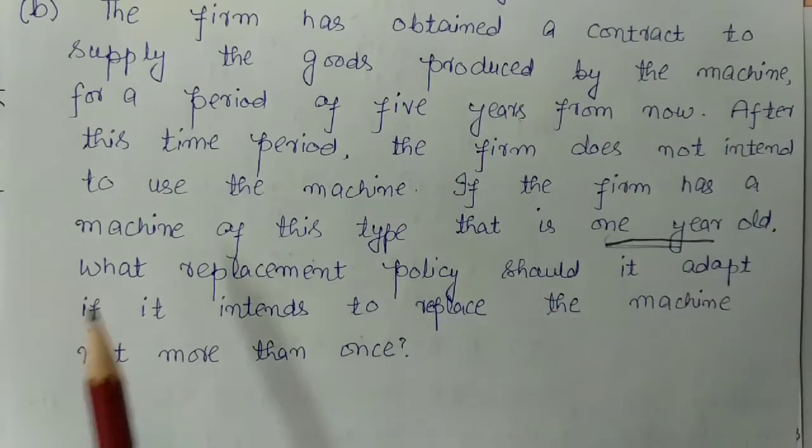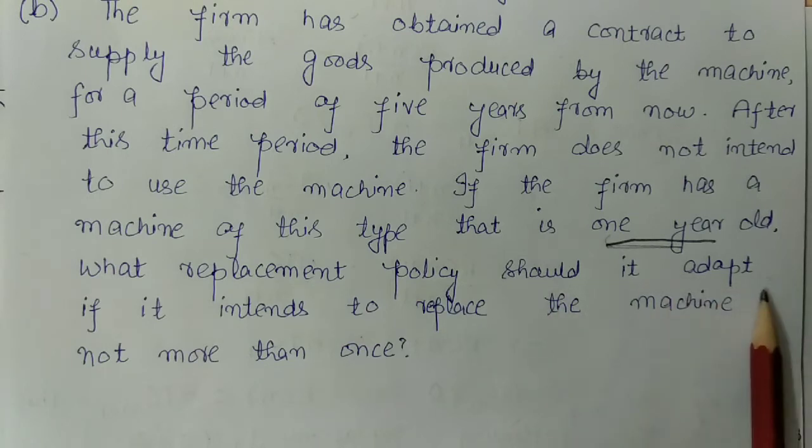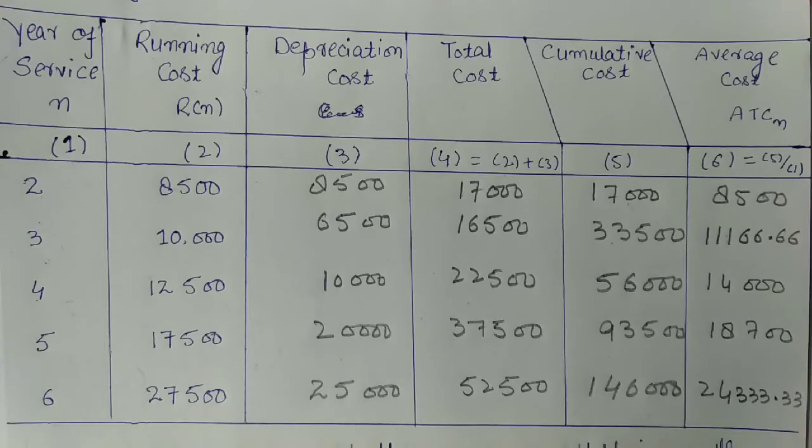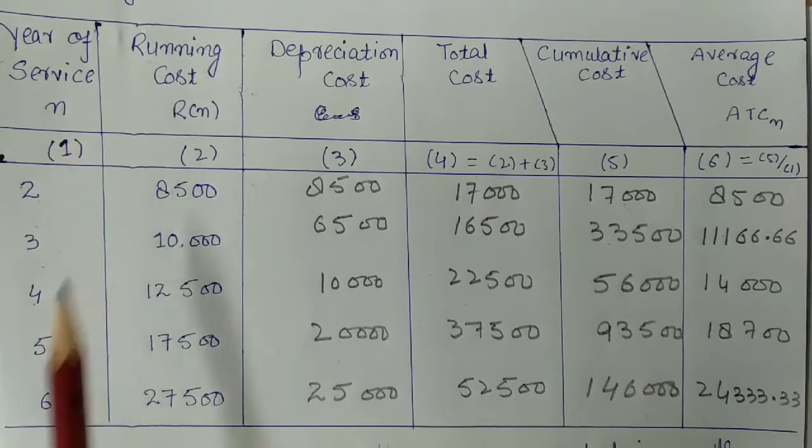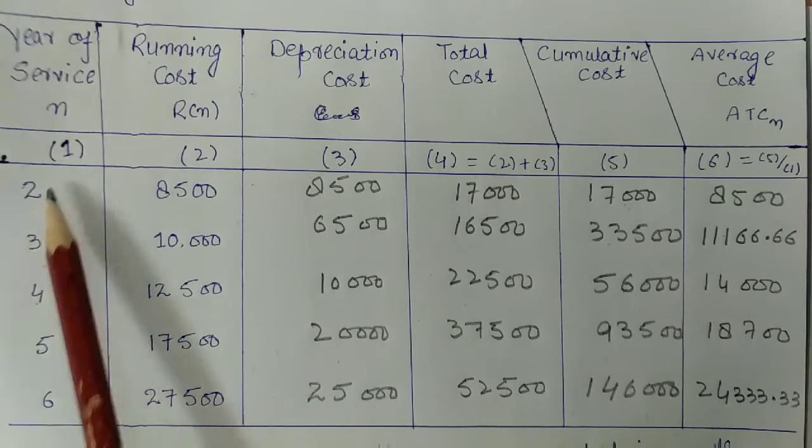And then what replacement policy should it adopt if it intends to replace the machine not more than once? Now we have to find out the replacement policy for the firm to adopt so as to replace the 1 year old machine only once in 5 years. For this, we will first calculate the average cost for the 1 year old machine. Since the given machine is 1 year old, the year of service will start from 2, 3, 4, 5 and 6. Now the machine will operate for 5 years, so 1, 2, 3, 4 and 5 years.